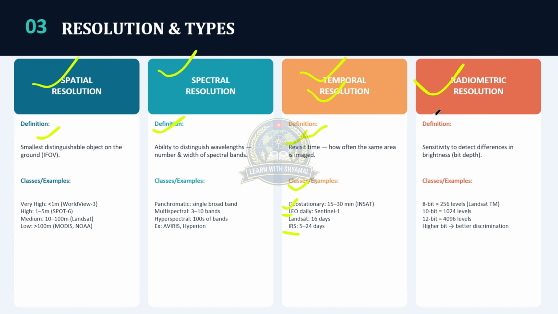Radiometric resolution definition: sensitivity to detect differences in brightness, bit depth. Classes and examples: 8-bit, that means 256 levels, Landsat TM; 10-bit, 1024 levels; and 12-bit, 4096 levels. Higher bit depth means better discrimination.